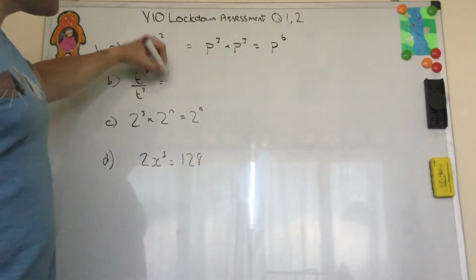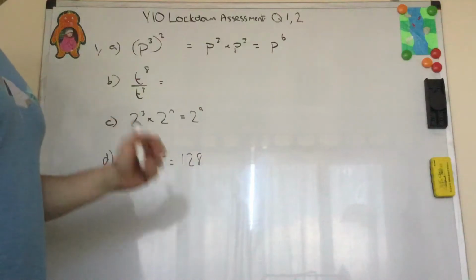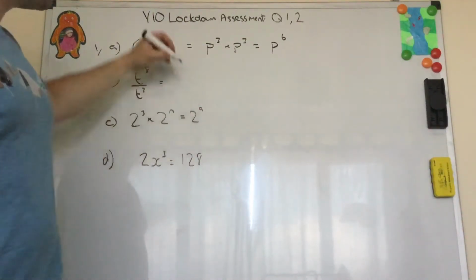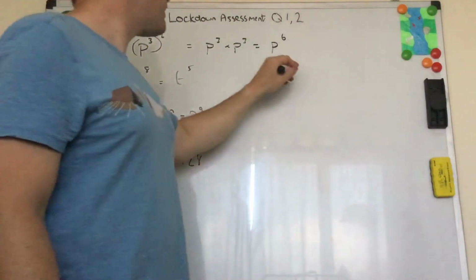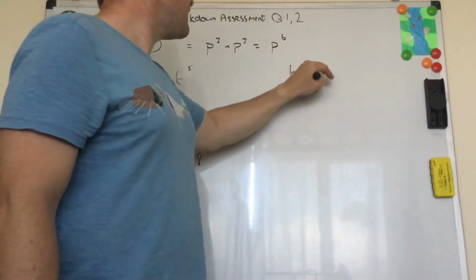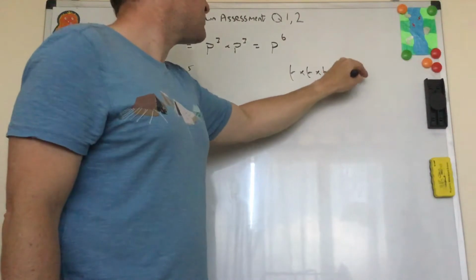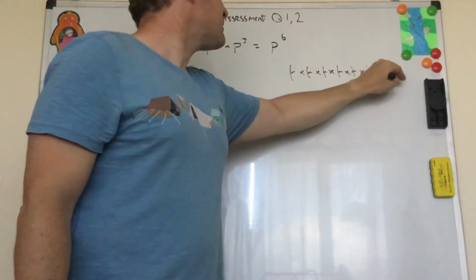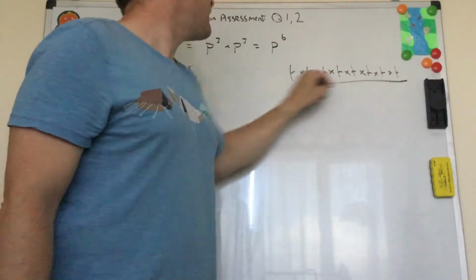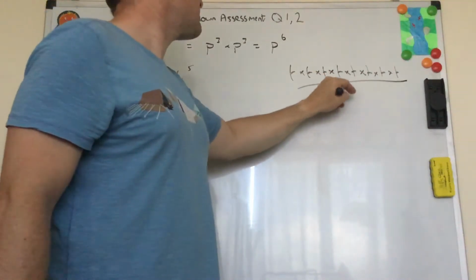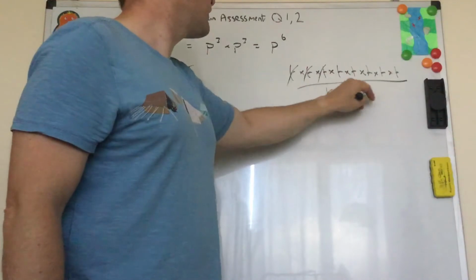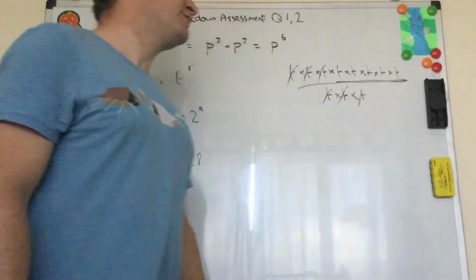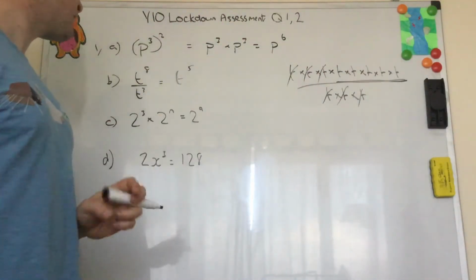Okay, division with indices. When we do division, we just subtract. So we get t to the 8 minus 3, which is t to the 5. If you're confused as to why that works, imagine t to the 8 is t times t times t times t times t times t times t times t, divided by t cubed, which is t times t times t. They cancel, they cancel, they cancel. You're left with 5 t's times together, which is t to the 5.